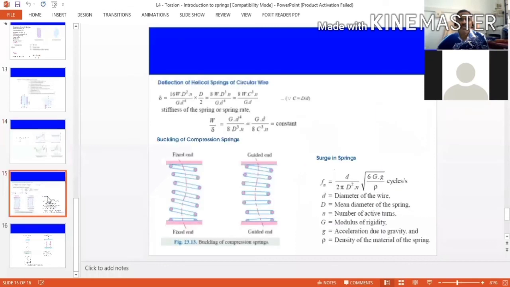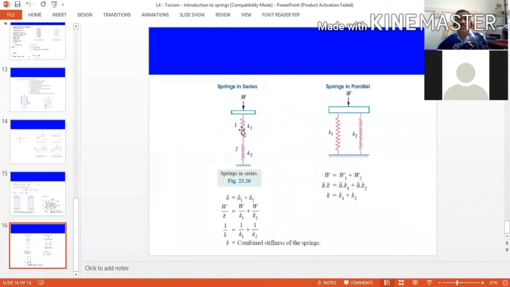Then this is about buckling. Buckling means when the height of the spring is more, it will buckle, bend like this. So that is known as buckling. And when a spring is subjected to loads, it will be vibrating. The vibrating frequency can be found by this equation. So this is buckling, that is bending of the spring. This is the equation used for finding the natural frequency of the spring. These two are not important. You need not worry about this.